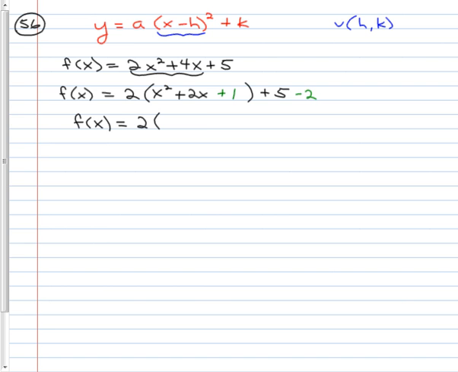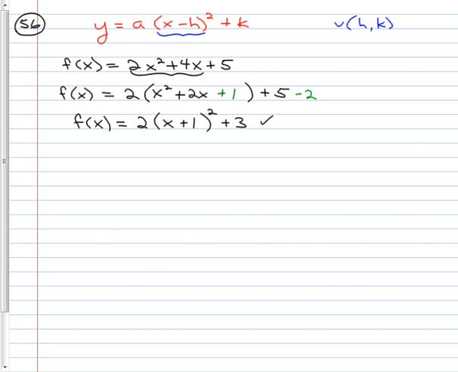2 parentheses. What is being squared? This trinomial, if we factored it. x plus 1. Half of that 2 is 1. Quantity squared. And 5 minus 2 is a positive 3. There's our standard form. Did they want us to do something with it? No. That's all they wanted.